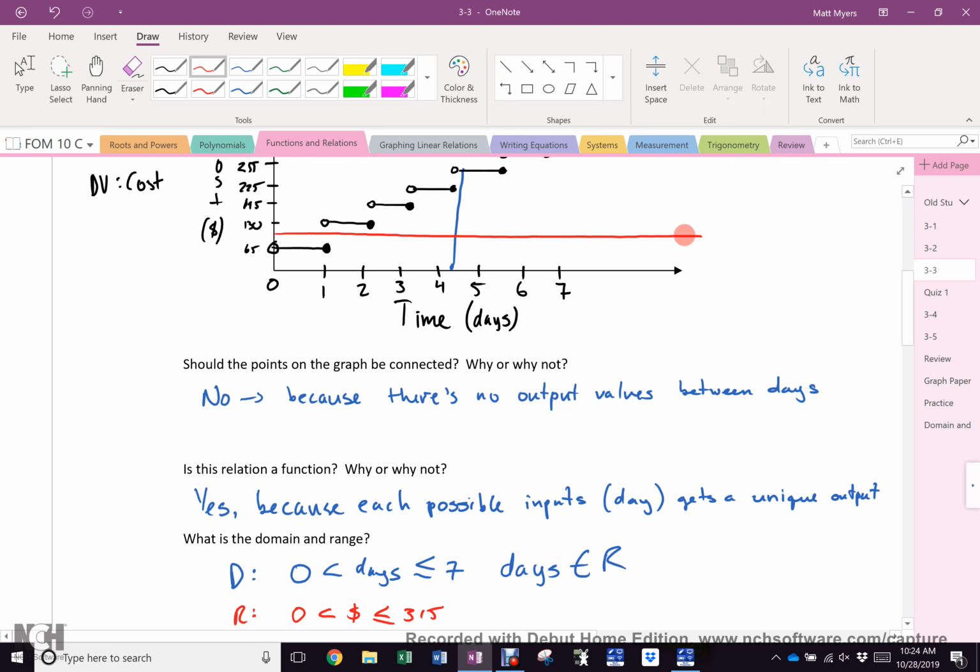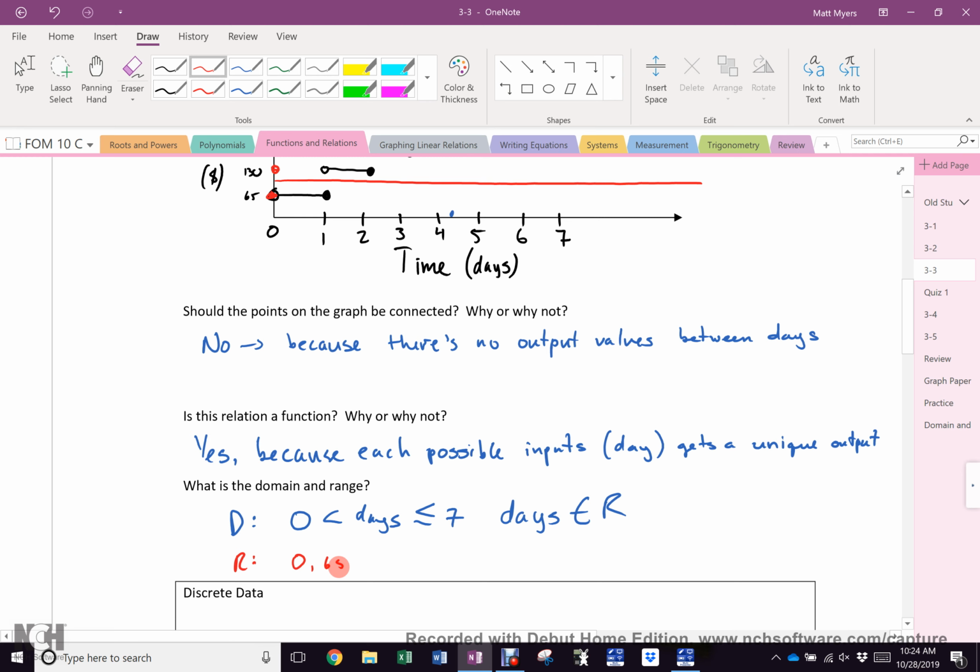Did that red line hit my graph anywhere? So can I write it this way? No. But I do need 0 and I need 315, don't I? So how do I write it when it's just a bunch of dots? What do I have to do? List it. 65. Then what? 130, 195, 225, 255, 285, then 315. Squiggly brackets. Does everybody understand why I have to list the range, but I can do the domain in that?